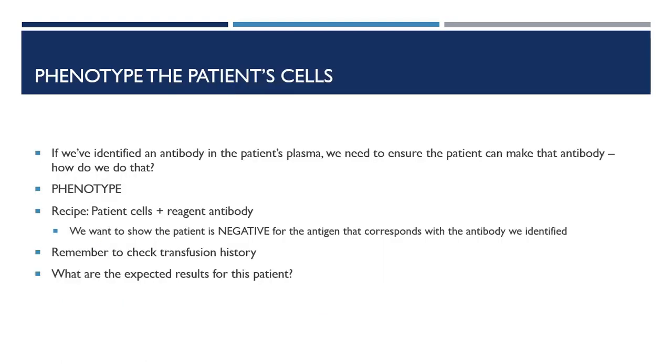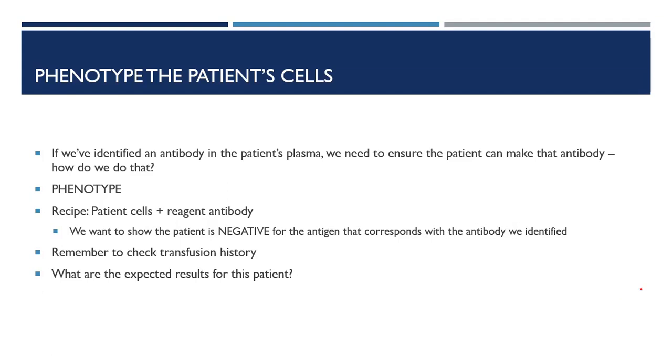All right, phenotype the patient cells. This is one thing now. So we're cruising along, we've worked through our screen, we've worked through our panel, and now we have to think opposite. So we have identified and we've met our rule of 3 that shows that the specificity that's present in this patient's plasma is anti-big C. But now we have to show that this patient has the capability of making that antibody. And how do we do that? So if we've identified an antibody in the patient's plasma, we need to ensure the patient can make that antibody. And we do that by performing a phenotype on the patient's cells.